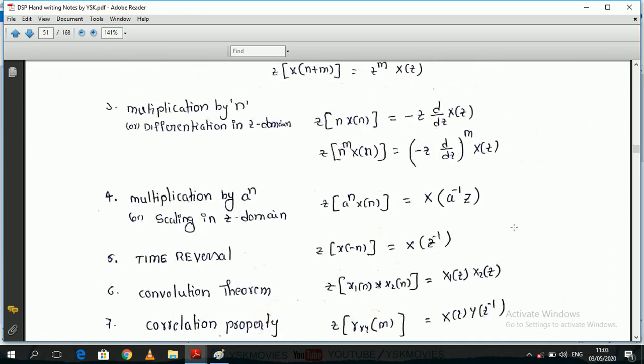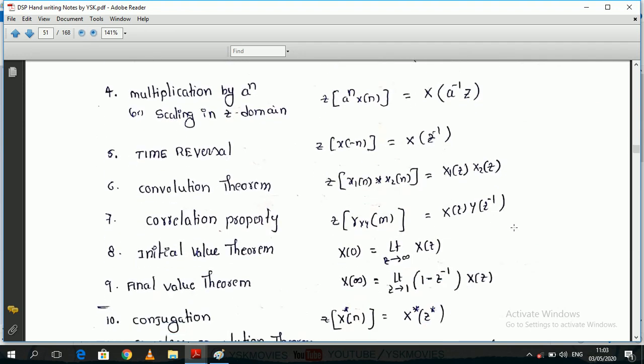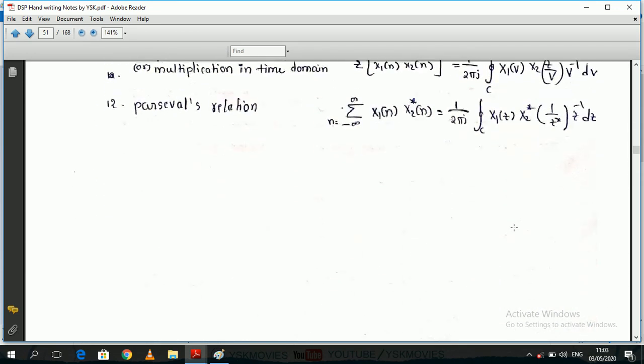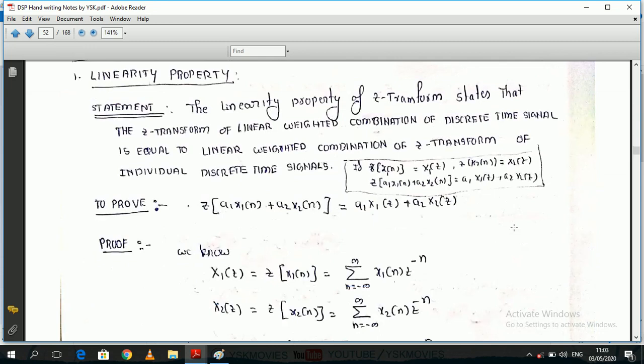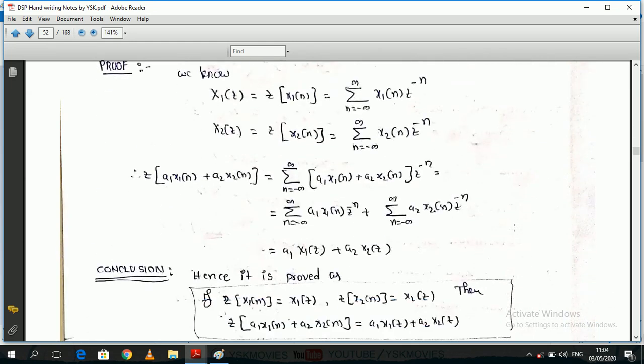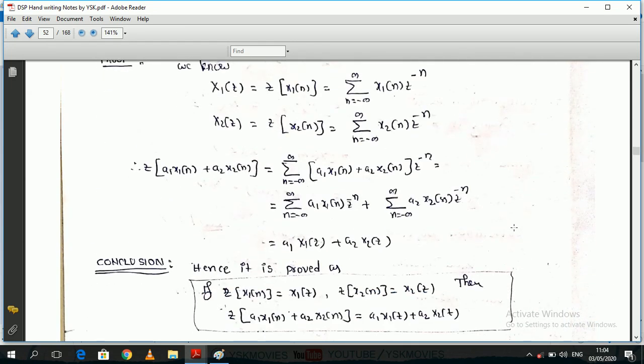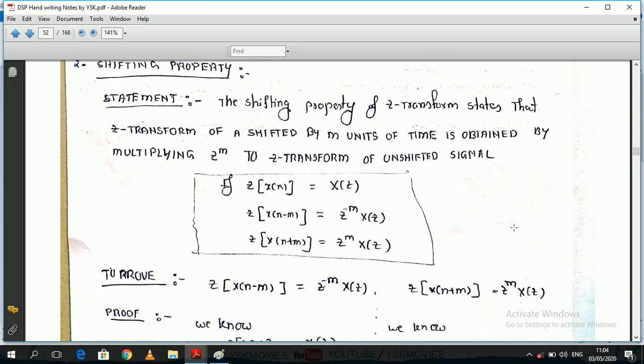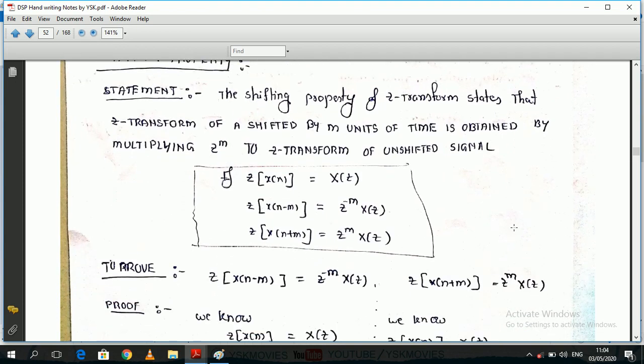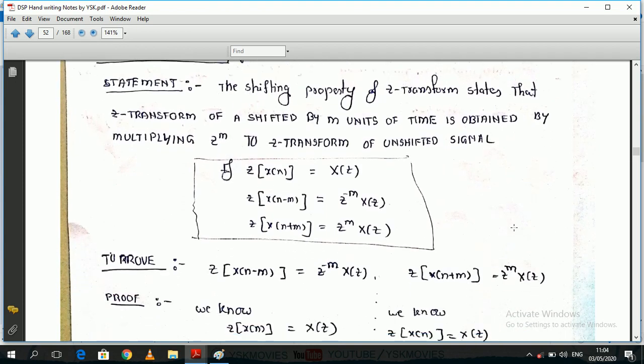What are the properties? These are some properties I'm explaining, one by one, but only two properties I explained. So this is the linearity property, this is the shifting property. See this, what is the shifting property? The shifting property of the z transform states that the z transform of a signal shifted by m units of time is obtained by multiplying z power minus m to the z transform of the unshifted signal.